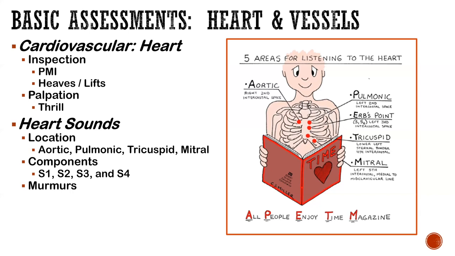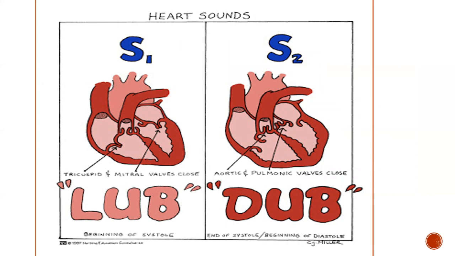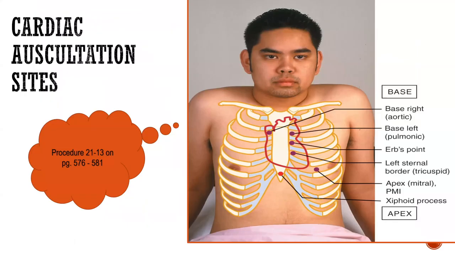And so here's your heart sounds, your S1, which is your tricuspid and mitral valves closing, that's your lub, and then your S2, which is your aortic and pulmonic valves closing, your dub, okay? All right. So cardiac auscultation, again, you're going to need to know this for lab. This is the exact same information here about where to locate heart sounds as it was on my previous picture. So pick whichever picture you like best and memorize it that way, but you will need to know it for your assessment checkoff.